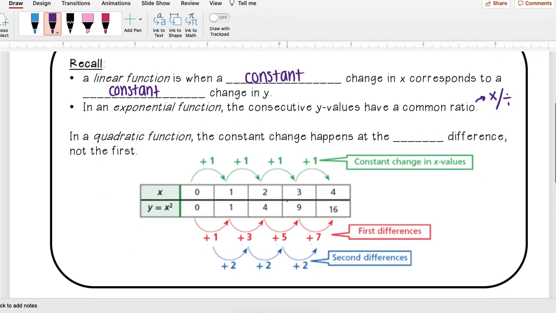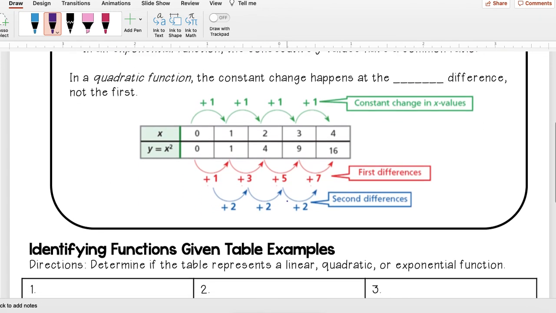Now for a quadratic function, this one's going to look a little bit different. In a quadratic function, the constant change happens at the second difference, not the first. Okay, so what do I mean by that? So looking at this example, here, my x is always going up by 1. That's always going to be the case. And then now, for my y's, I see at the first difference, from 0 to 1, I add 1. From 1 to 4, I add 3. From 4 to 9, I add 5. From 9 to 16, I add 7. So those aren't the same.